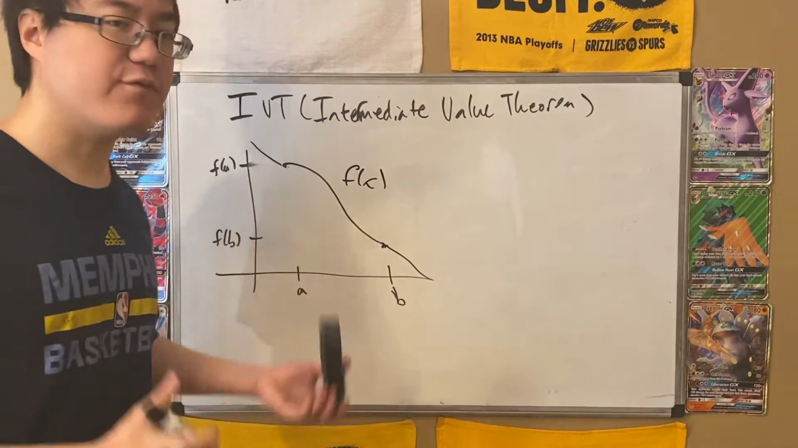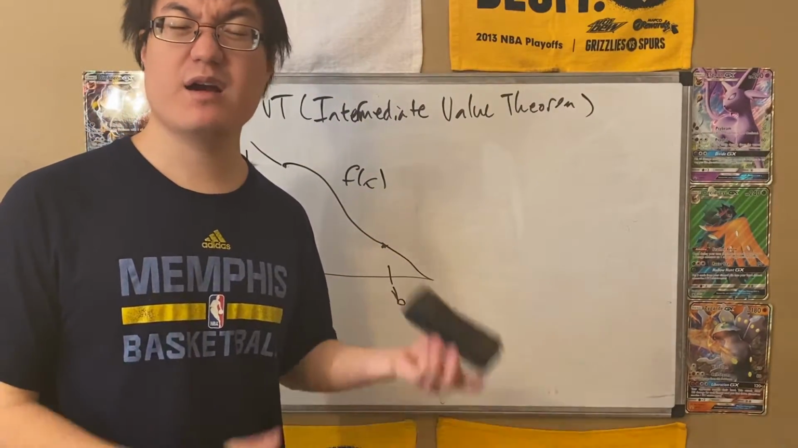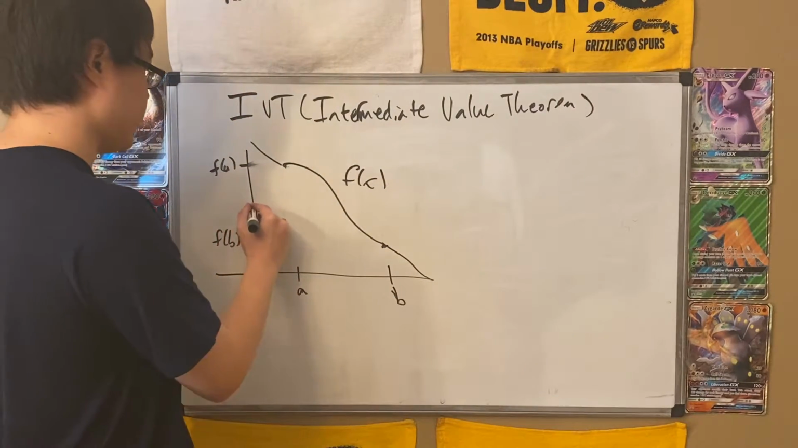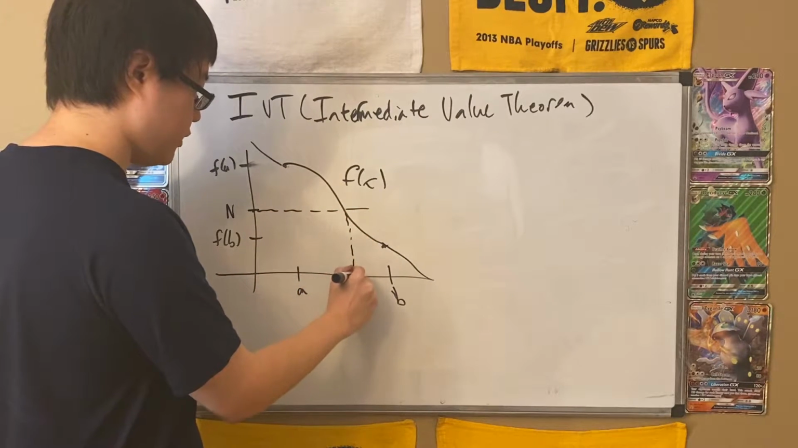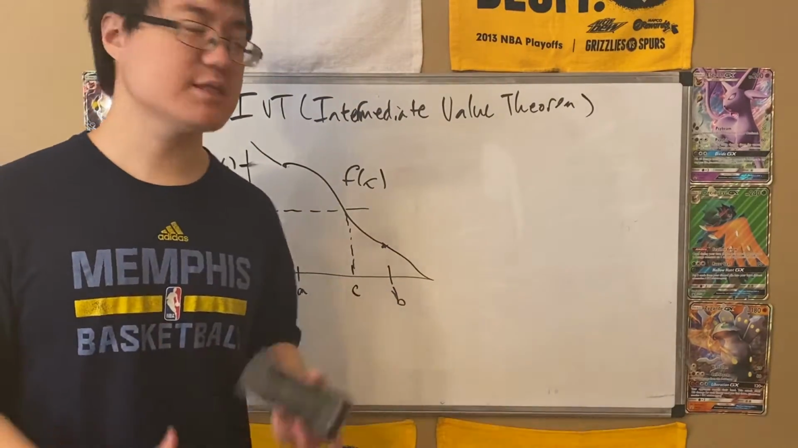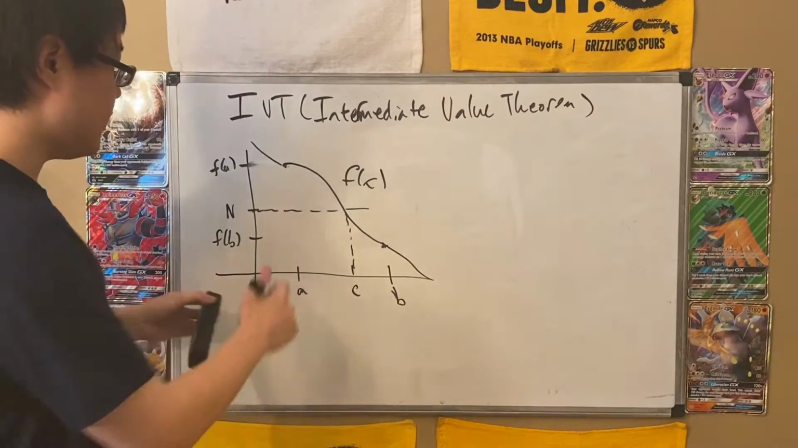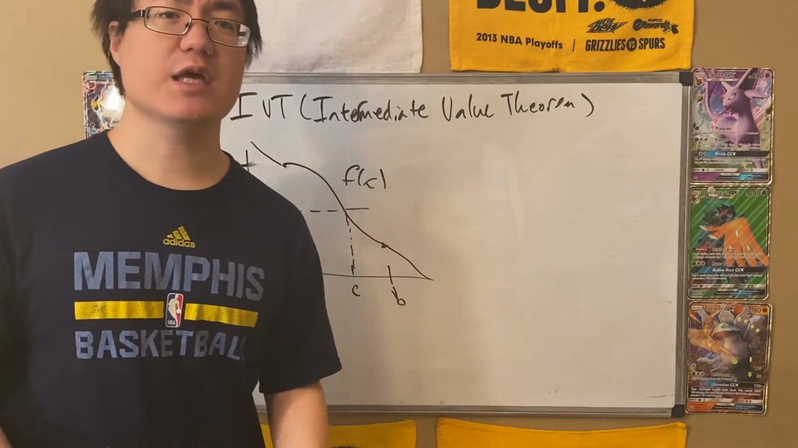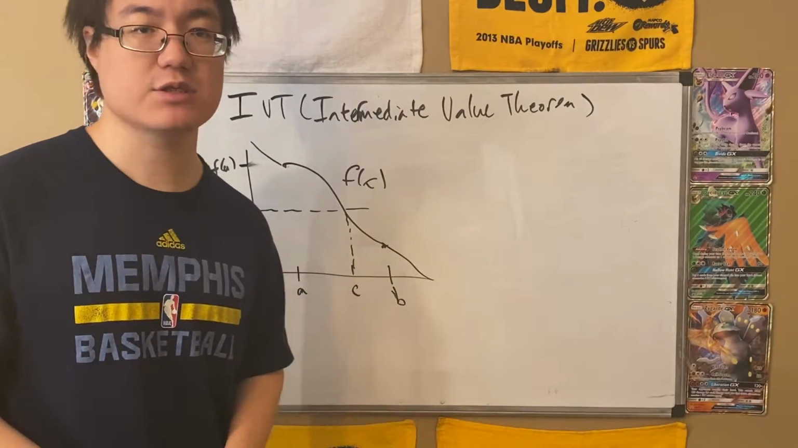What it says is that for any number in between f of b and f of a, it doesn't matter which one is bigger, but if you have any number in between here, let's just call it n, then there's going to be some x value in between a and b, we're going to call that c, where f of c equals the number. And you can sort of see that this is obvious. If you're going to have a number in between, there's going to be some x value that reaches that value. The important thing is that you need the function to be continuous because you might be able to jump if you didn't have this situation.